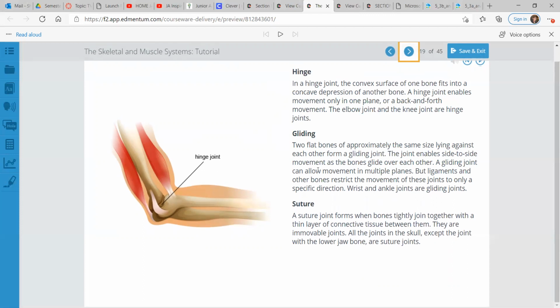Then we have a suture joint that forms when bones tightly join together with a thin layer of connective tissue between them. These are immovable joints. All the joints in the skull, except the joint with the lower jawbone, are suture joints.